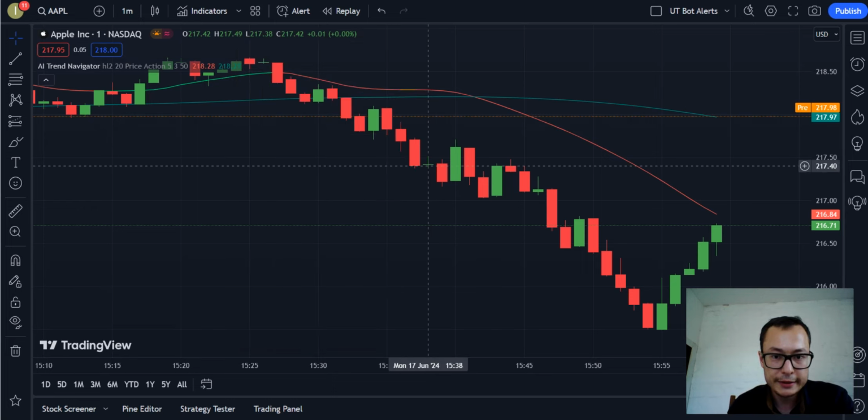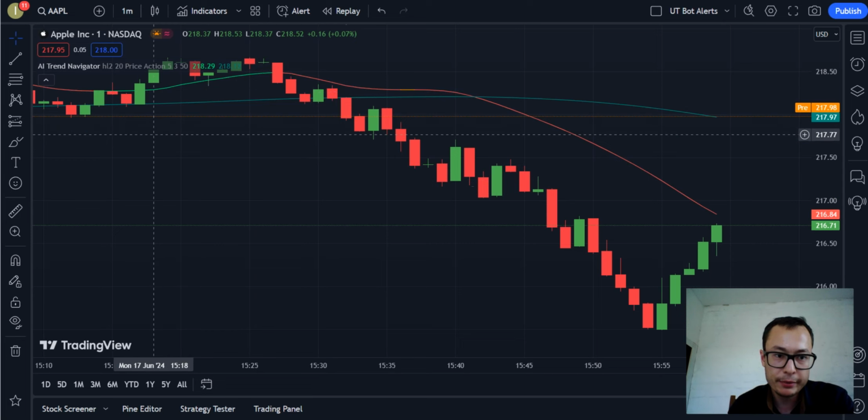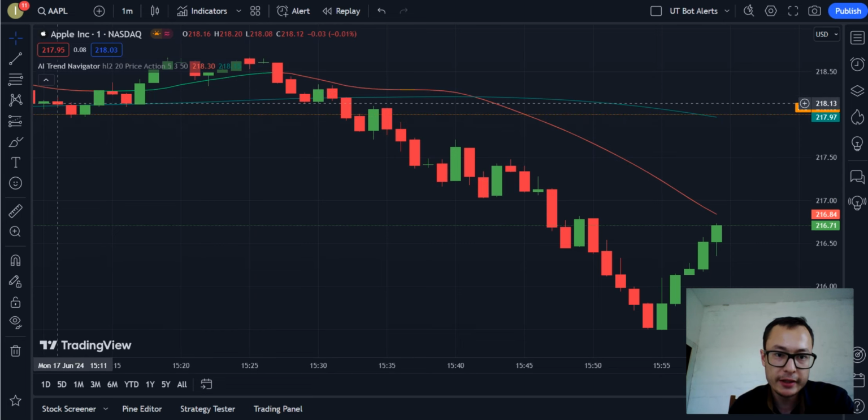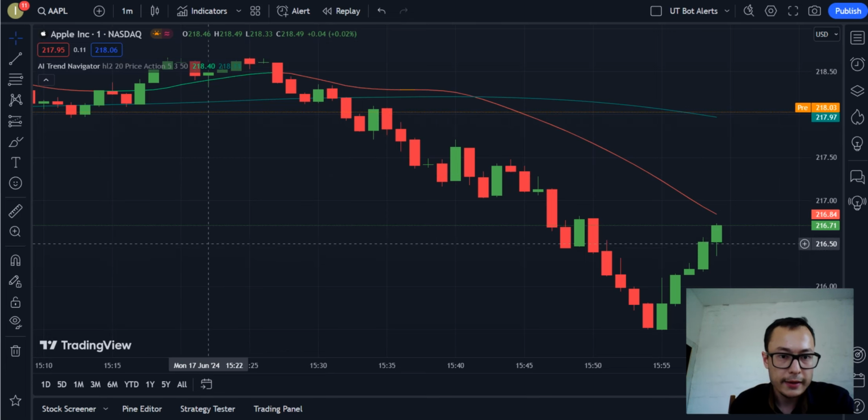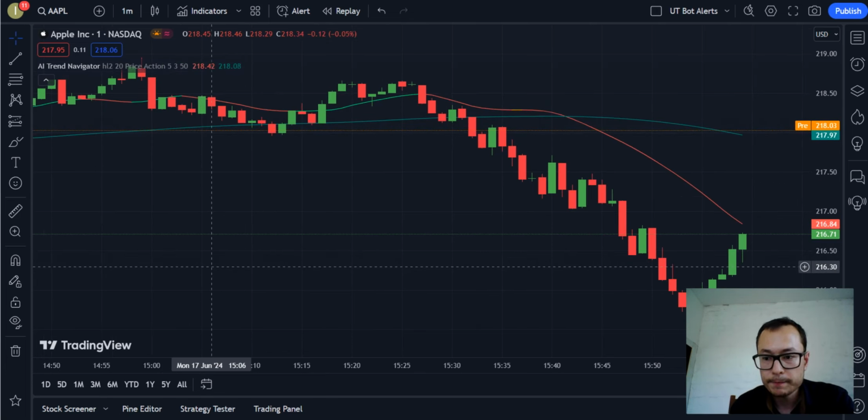This is how to use this AI Trend Navigator indicator by Zierman to trade profitably, to know when to buy and then to know when to sell to avoid the losses. And this indicator works quite well.